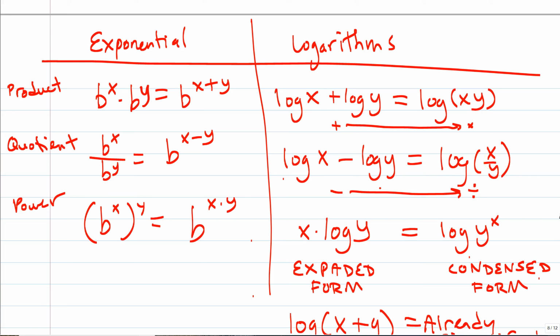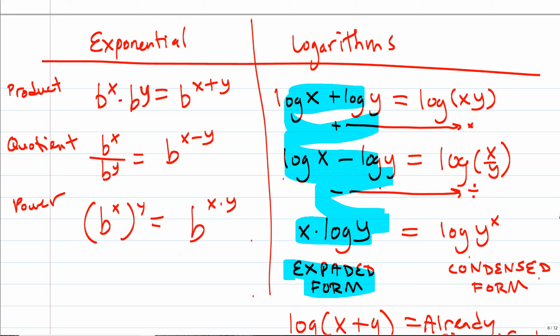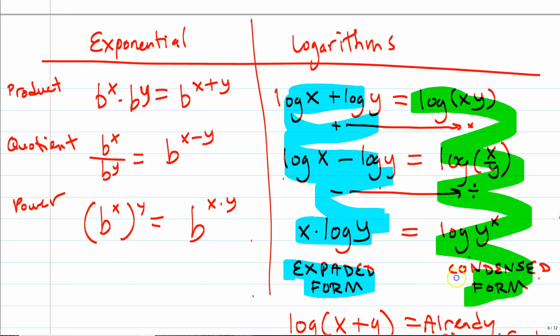Okay? On the left here, sorry, we're at the power rule, b to the x to the y, exponents become multiplication. Over here, this multiplication, this x, can be brought up and become an exponent. Both of these go back and forth. Everything on the left side here is called expanded form. So I guess everything right here in the middle, this is the expanded form, and anything on the right we call condensed form.